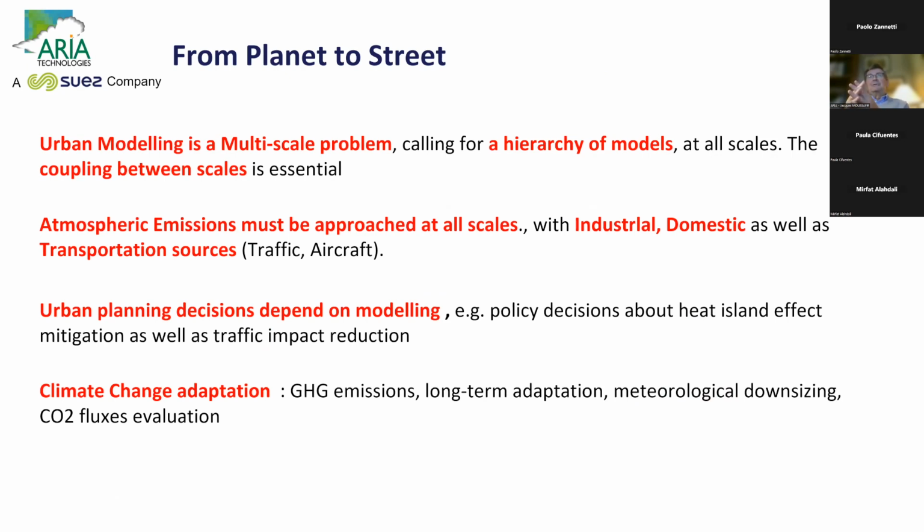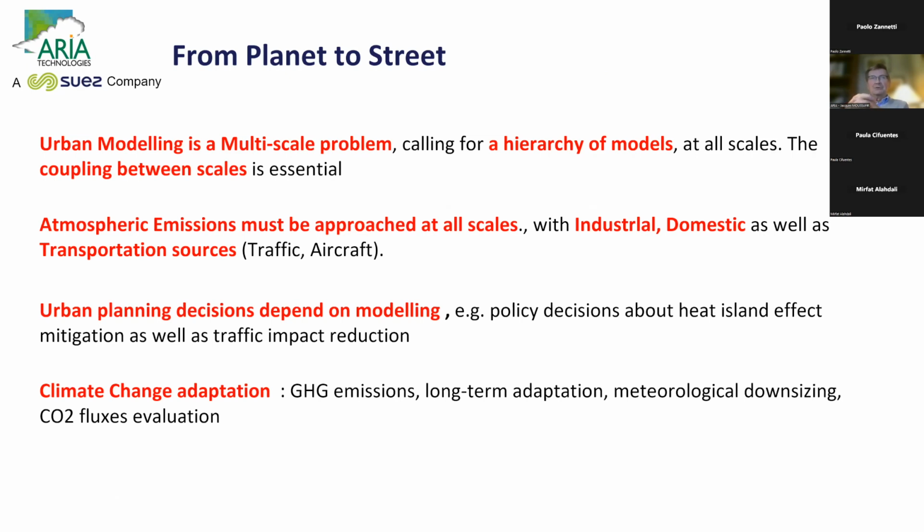And now I will talk a little more about atmospheric emissions, because sometimes this is a subject which is a bit overseen. I don't know, probably not in this APM webinars, but I will tell a few things about the atmospheric emissions. And then I'm focusing here on the fact that urban planning decisions depend on modeling. That is, it's quite hard to take safe urban planning decisions about heat island effect, climate change mitigation, traffic impact reduction without a good model. This is why we believe a lot in modeling as an essential tool.